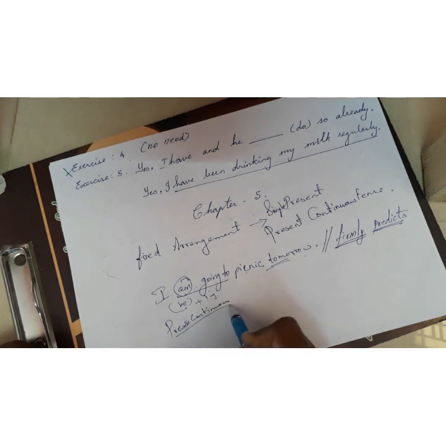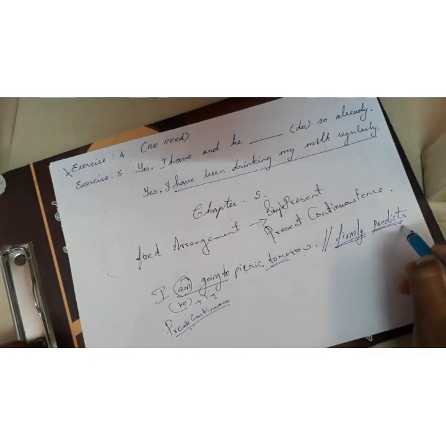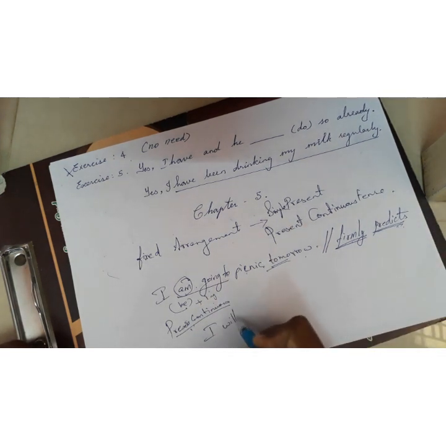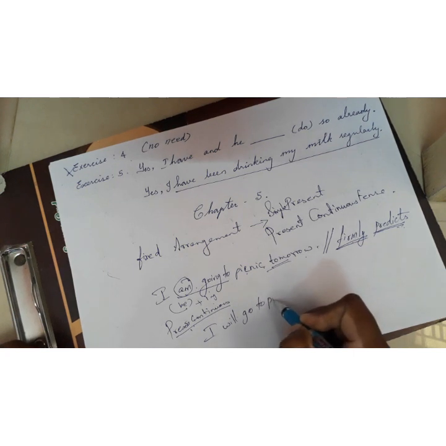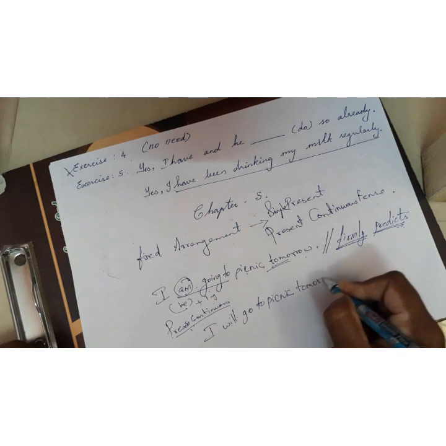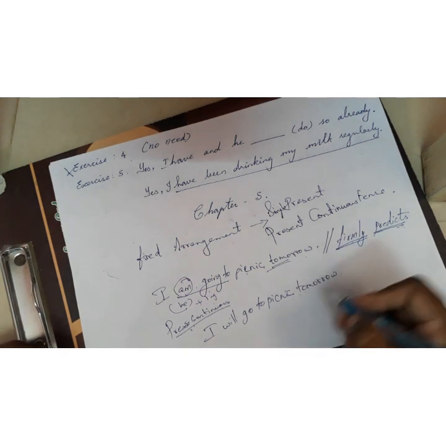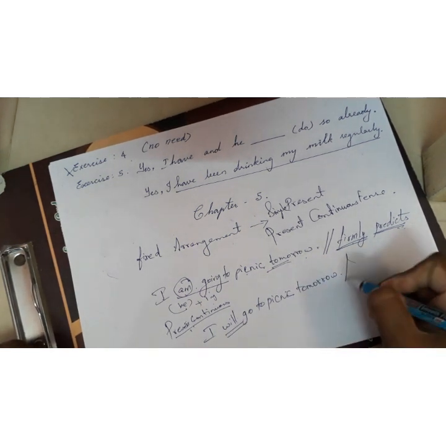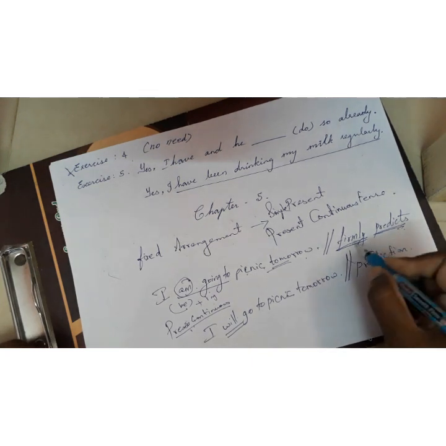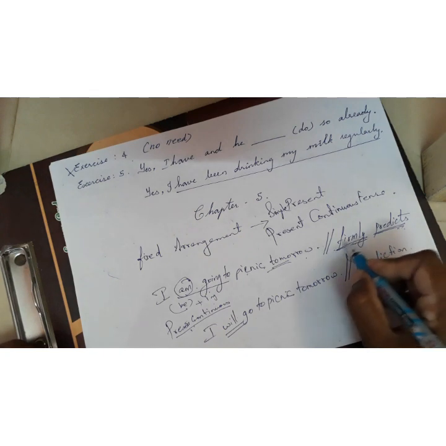So present continuous can be used when we are firm in our prediction about what is going to happen in the future. Suppose I say, "I'll go to picnic tomorrow." If I make my statement like this, it is simply a prediction, but it doesn't make a firm prediction.